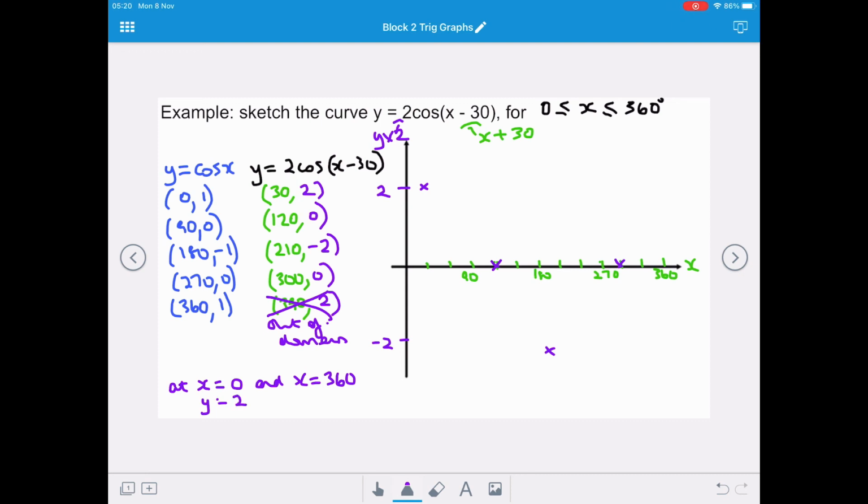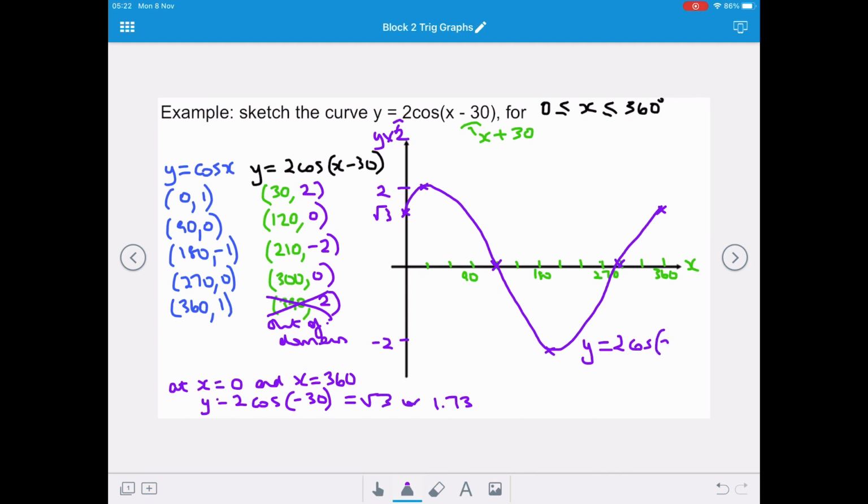So by using a calculator, we're going to put in y equals 2 cos(-30), and that gives us a value of root 3, or 1.73 if your calculator doesn't do surds. And we're going to mark on (0, root 3) and (360, root 3) and label our y-axis with that root 3. And then we're going to join up all of our points with a smooth curve, making sure that our start and finish values are level, and label it with y equals 2 cos(x - 30).